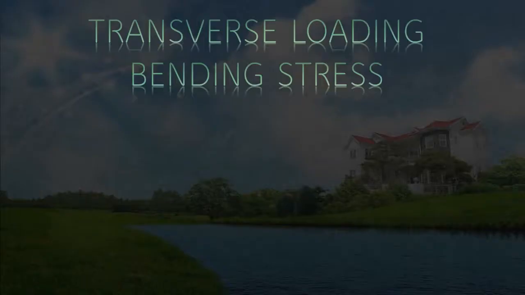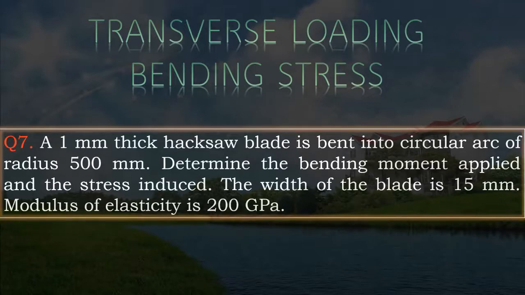Let us solve one more last numerical in case of transverse loading. A 1 mm thick hacksaw blade is bent into a circular arc of radius 500 mm. So he clearly says that there is a hacksaw blade. The thickness of the hacksaw blade is 1 mm. It is bent in the form of a circular rod and the radius of bending is 500 mm. We need to determine the bending moment applied and also the stress induced in this hacksaw blade.